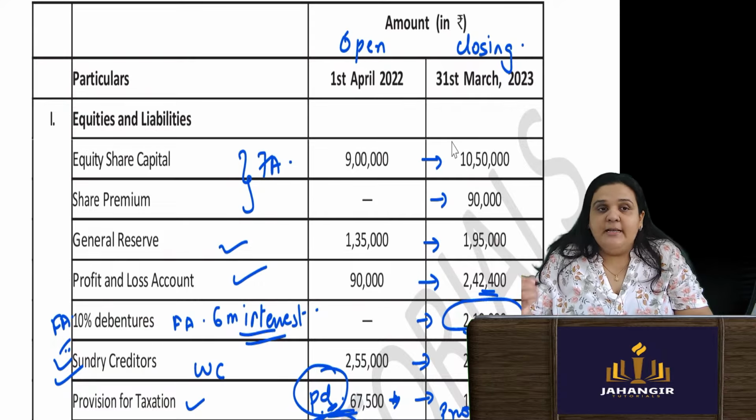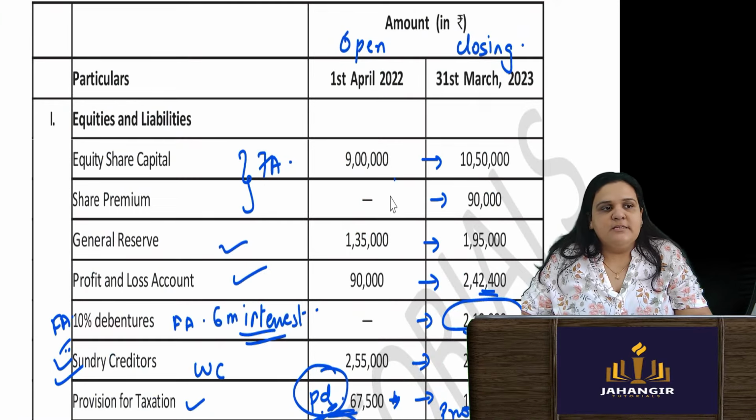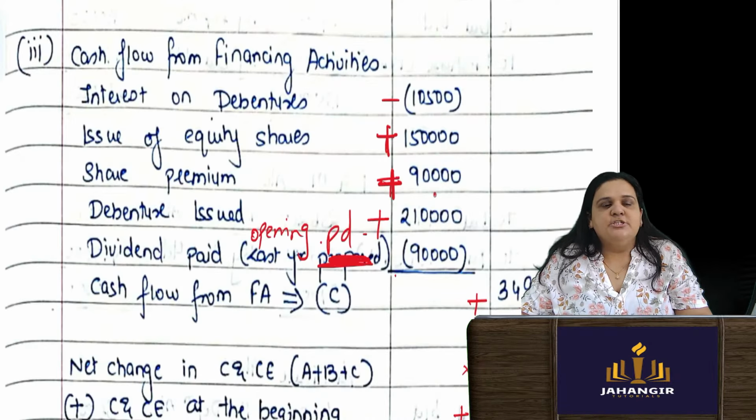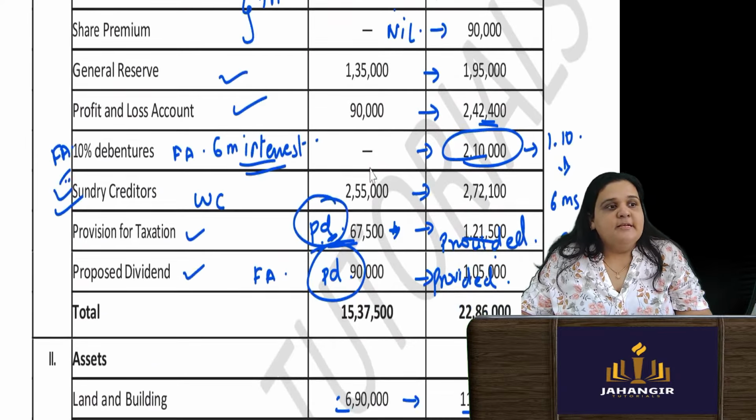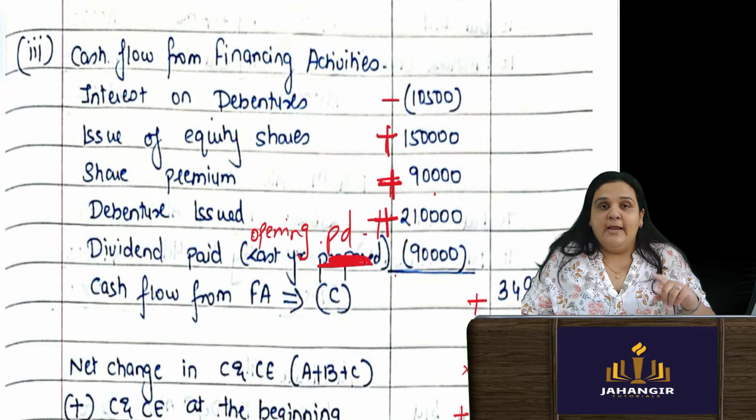Equity share capital has increased. So share capital, issue of shares by 1,50,000. Share premium has increased by 90,000. There was nil; from there I made it 90. So there is an increase in the share premium. There is an increase in the debentures account, 2,10,000. That increase will also come here. Interest on debentures I had added back to my net profit. So from here I will have to subtract it, 10,500.